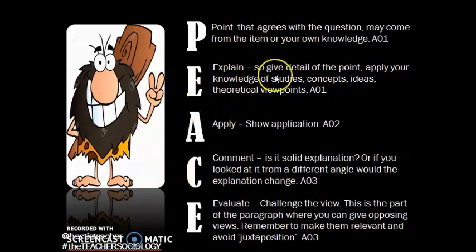Both of these will get you the AO1 marks. Then show that point and start to apply an example. That will get you AO2. And then here is your AO3, and this is analysis and evaluation. So break it down, your explanation, look at it from a different angle. Does the explanation stay the same or does it start to change? And challenge the view, evaluate. And when you are evaluating, make sure that your evaluation is relevant rather than just an opposing view or whatever. Make it relevant, and you want to avoid juxtaposition. If you do not know what juxtaposition is, I have got a video on it. I will pop the link down below and also in the tags.